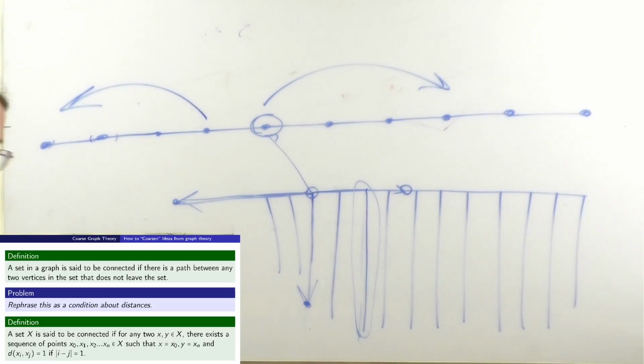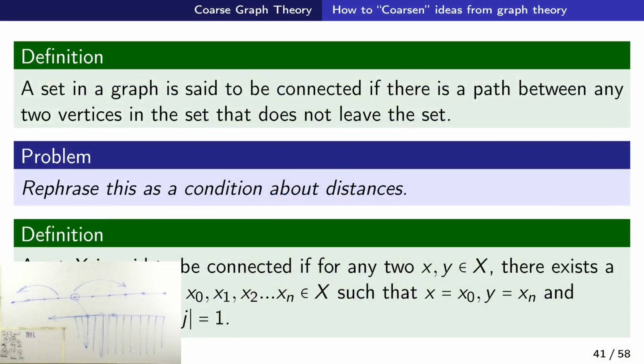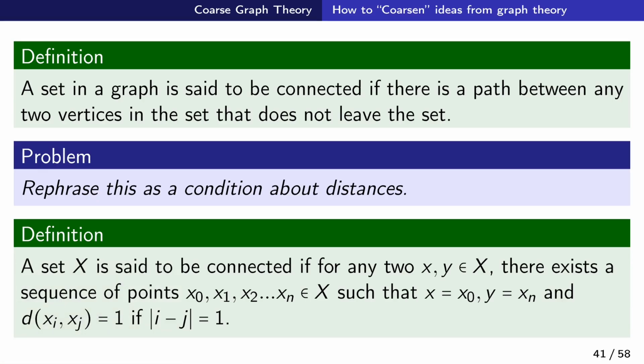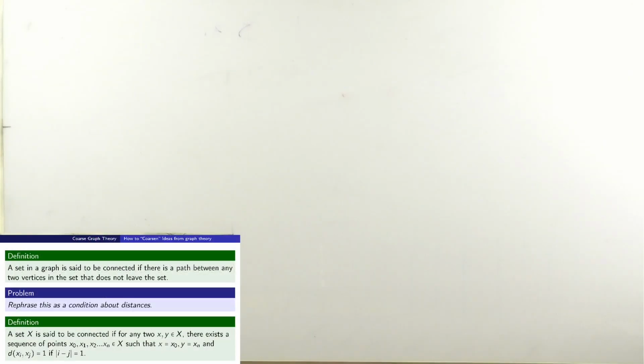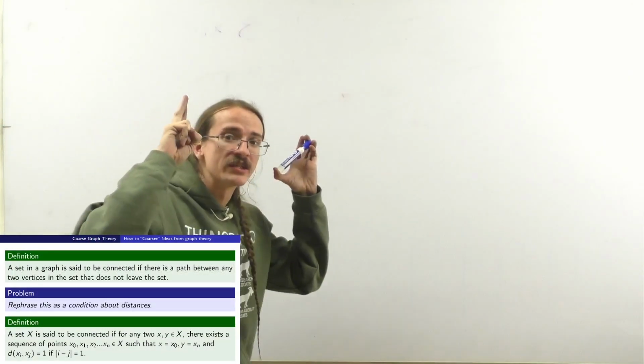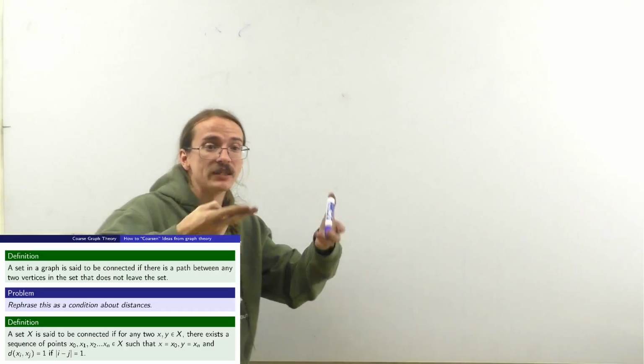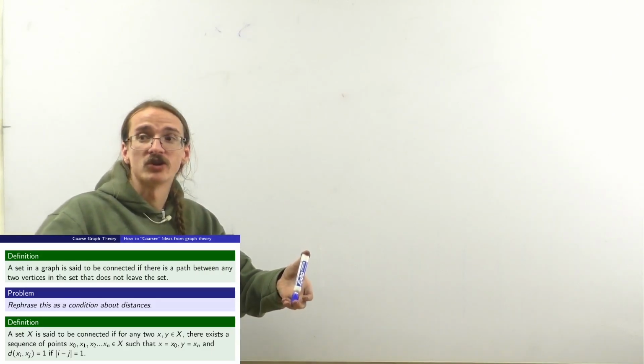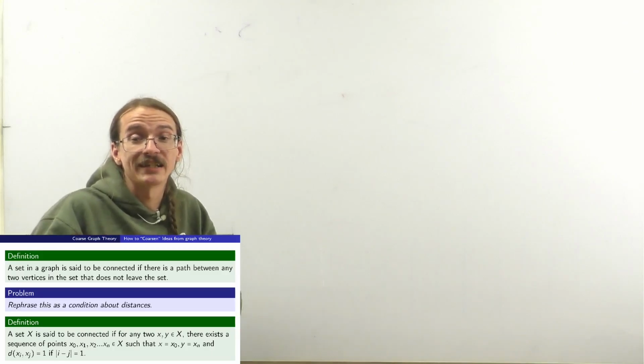Okay, yes. It took me this long to talk about connected graphs. Let's talk about connected. In a graph, we have a nice definition for when a set is connected, right? A set is connected if any 2 points in the set, you can find a path between them. Our goal is to coarsen this notion of what it means to be connected. We want to talk about coarsely connected things.